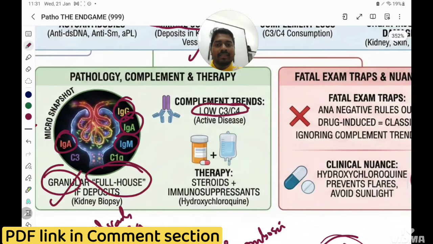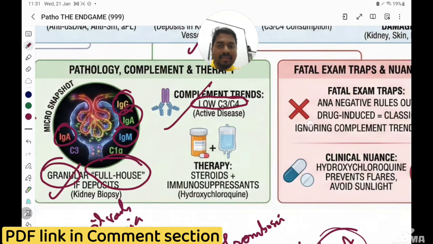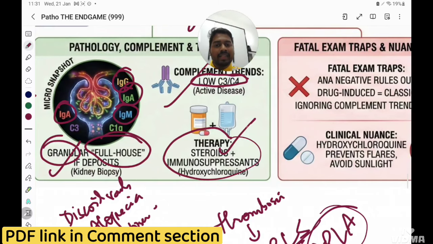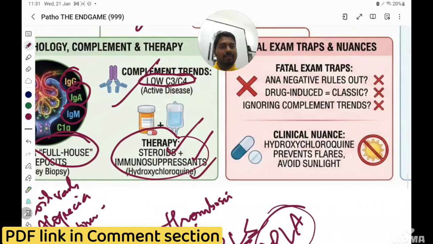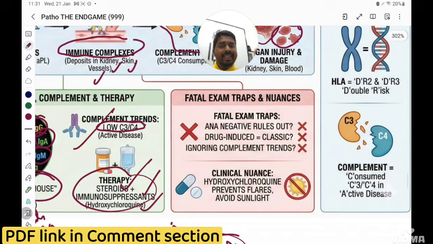You will find low C3-C4 levels when there is disease flare. Treatment is basically steroids, and along with that we'll give an immunosuppressant, which is hydroxychloroquine. An important thing in MCQs which should be noted is that ANA negative doesn't always mean SLE is out, because in 5% of cases ANA can be negative.